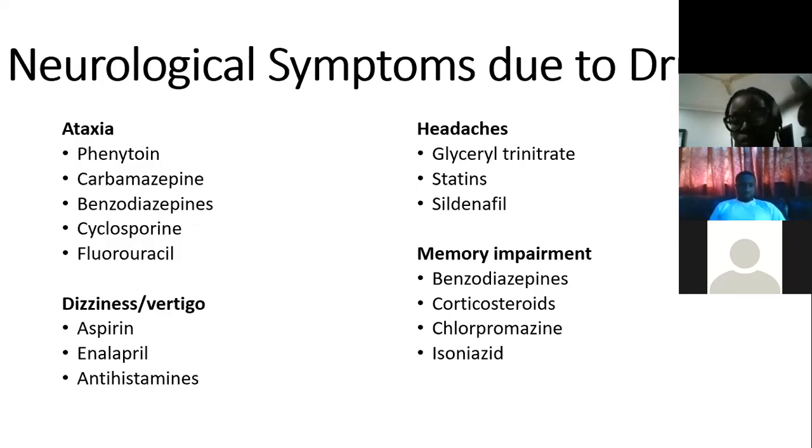Headaches. You realize that statins are there. They are anti-cholesterol medications. Glyceryl nitrate is used for people with myocardial infarction or heart attacks. Then sildenafil is the famous Viagra. So if a patient is on Viagra and they are complaining of headaches, that could be the cause. Okay. Then other medications can cause memory impairment, so memory lapses. So benzodiazepines, corticosteroids, chlorpromazine, isoniazid. Isoniazid is one of the medications used in the treatment of TB.